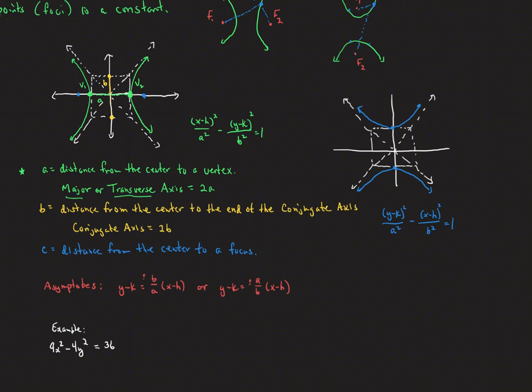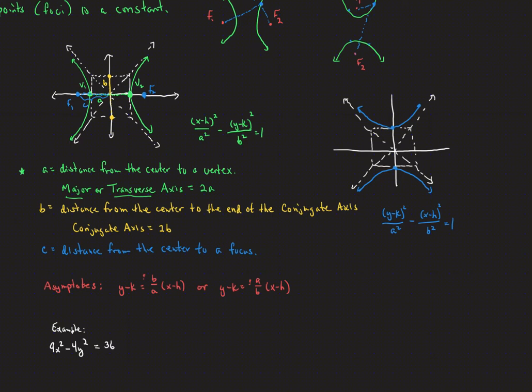And using the same language we did with ellipses, c is the distance from the center to a focus. So that distance there, this distance is c. Now notice that the foci are further away from the center than the vertex. They're all the way, and this is actually considered the interior of the hyperbola. So they're going to be further away than the vertices. And so they don't have a name. It's not like a conjugate axis or the major axis.